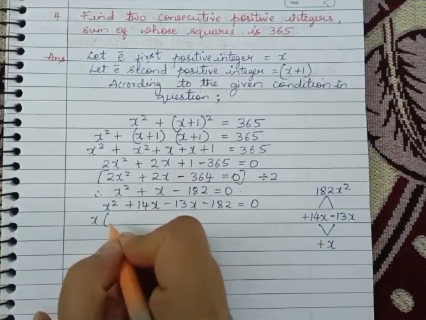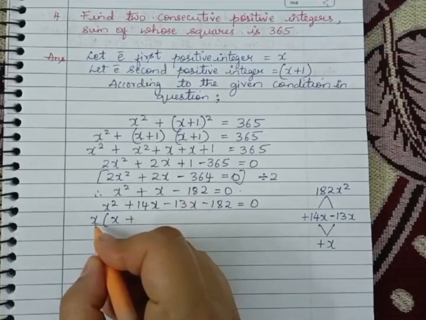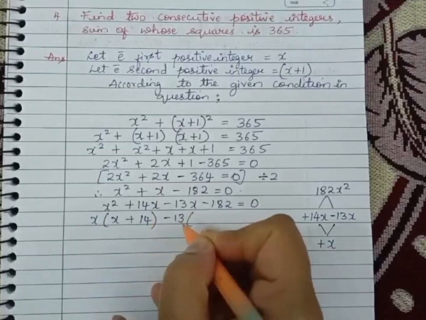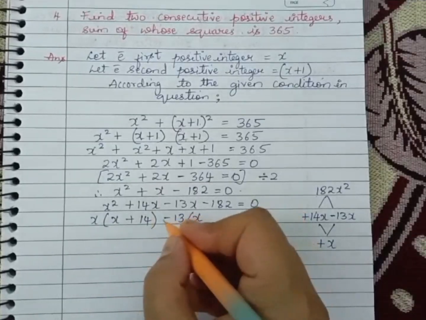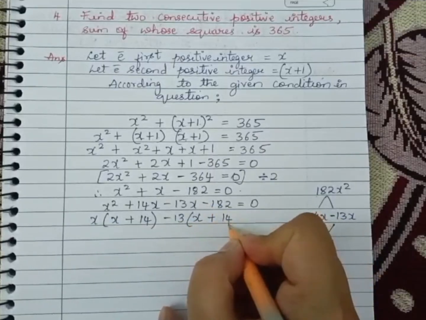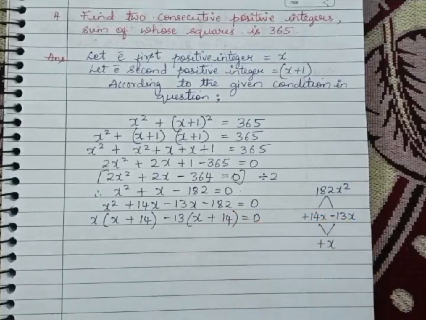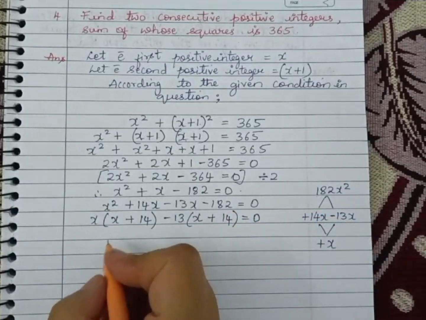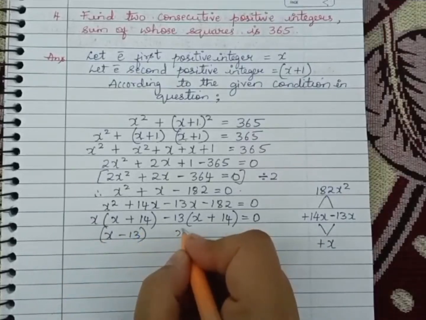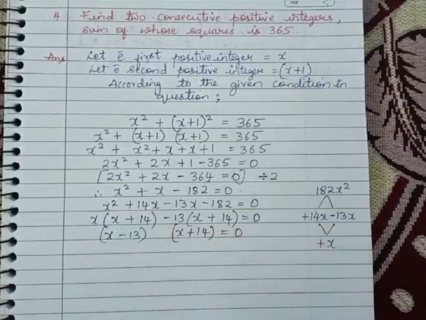Here x into x is x square plus x into 14 is 14x minus 13, x into 13 is 13x, minus into plus is minus, 13 into 14 is 182 equal to 0. So (x minus 13)(x plus 14) equal to 0.